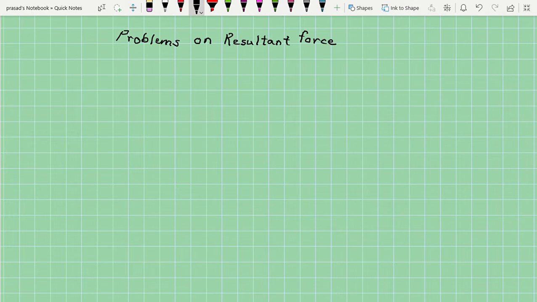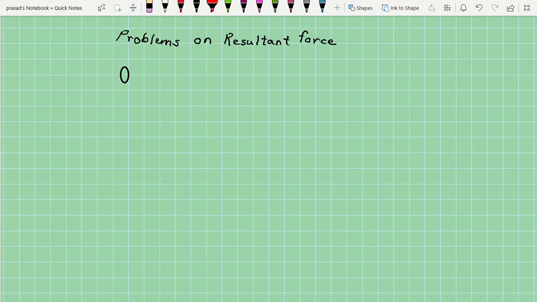Hello students, today let us discuss some problems on the resultant force. So first let us discuss the concept of the resultant force. Let us take some examples here to make the concept clear.